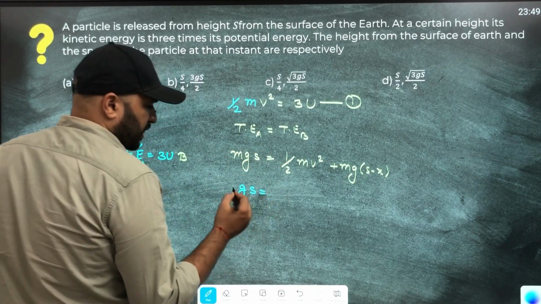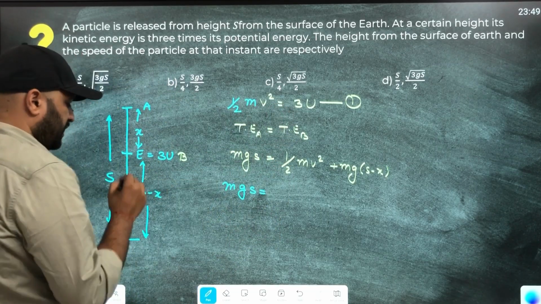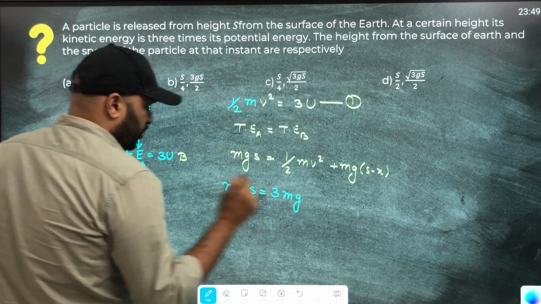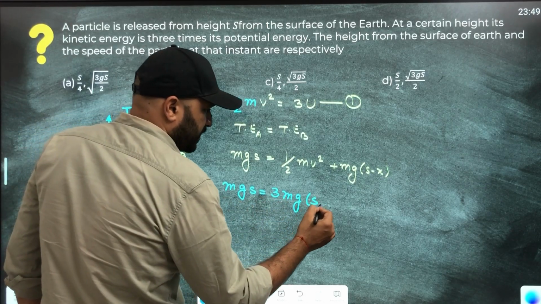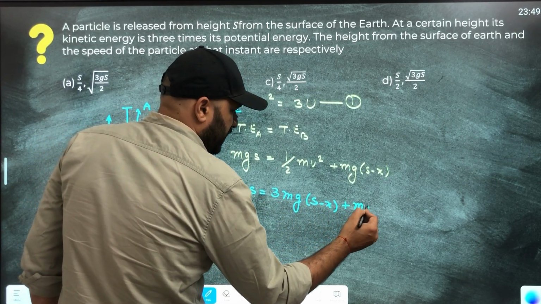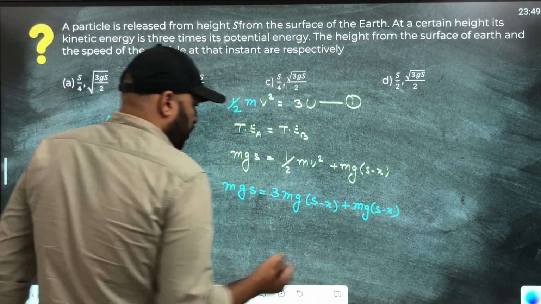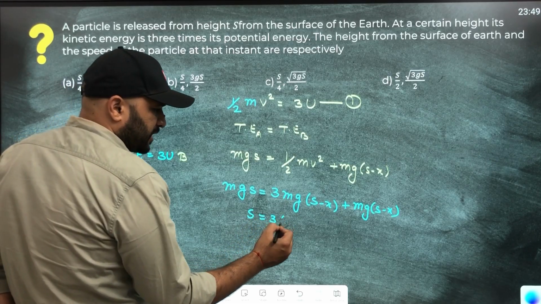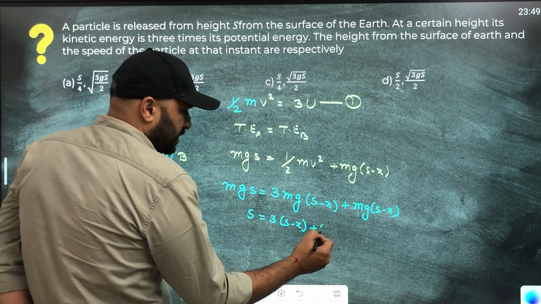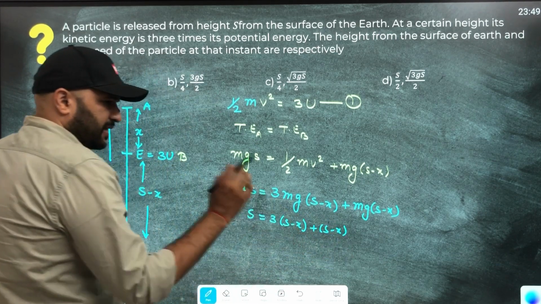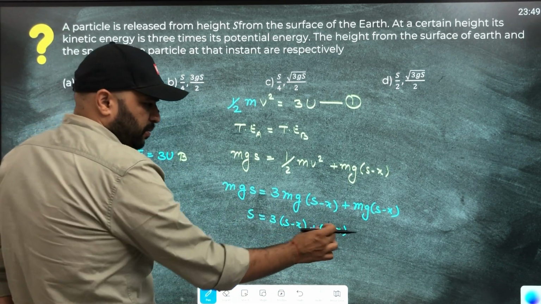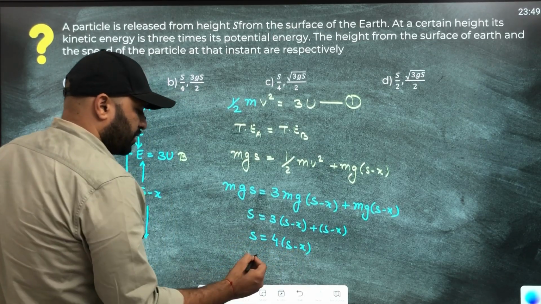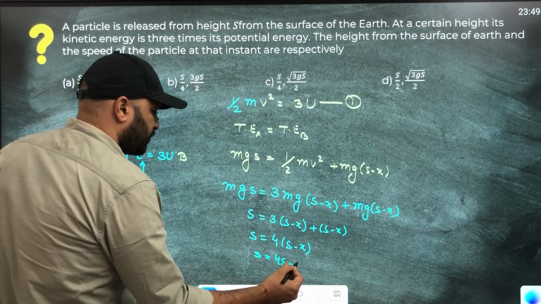Now, let me keep it as m and first substitute this. 3 times, what is the potential energy at this point? So 3 times mg, and what about this distance? s minus x, plus mg(s minus x). Let's now divide the whole equation by mg. So this will become s equals 3 times (s minus x) plus (s minus x). Let's call this s minus x an apple. 3 apples plus 1 apple, how much is it? 4 apples. So 4(s minus x). This will give you s equals 4s minus 4x.